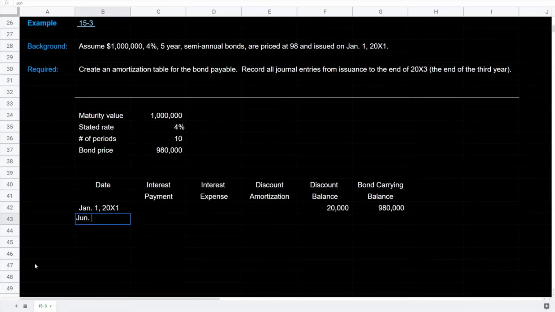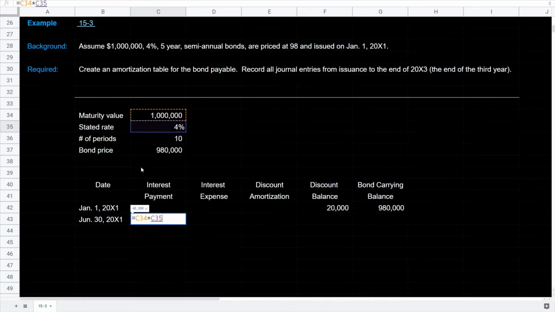6 months later, on June 30th, 20x1, there would be a payment of interest. Remember, the stated rate is 4%, but this is a semi-annual bond. So the interest payment will actually be the maturity value multiplied by the stated rate for the number of months in the year. In this case, it's a semi-annual period, so 6 out of 12 months. So each cash interest payment is going to be $20,000.